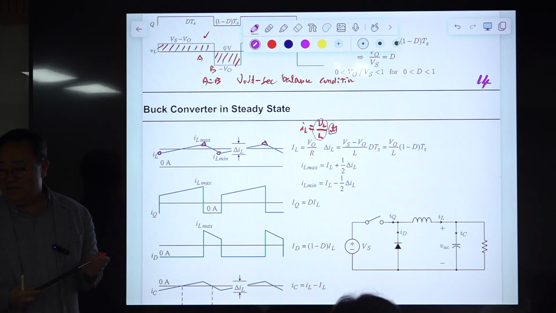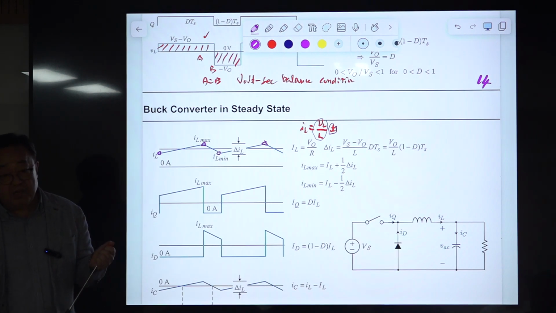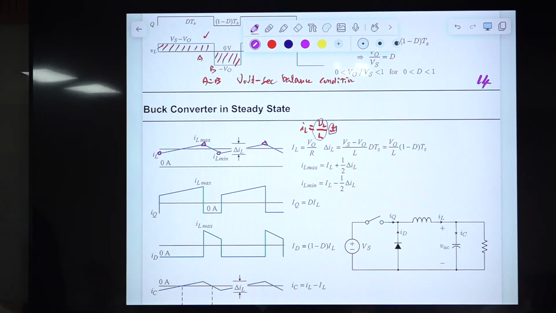I think we're moving too slowly, but let's speed up. But this is very, very important for beginners.